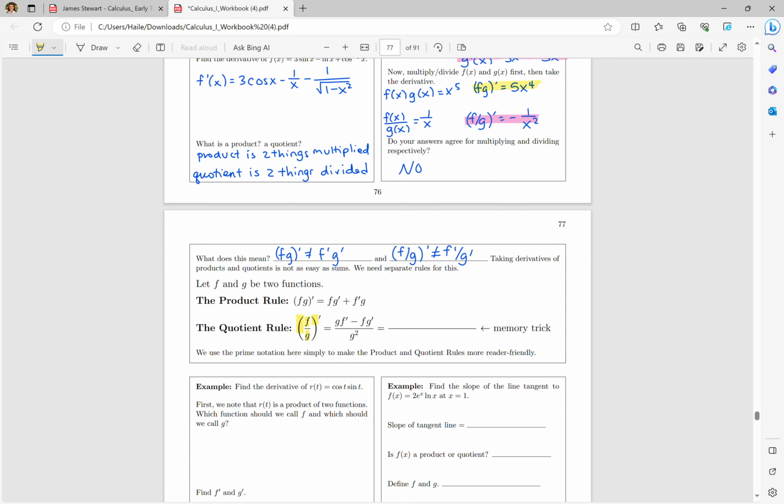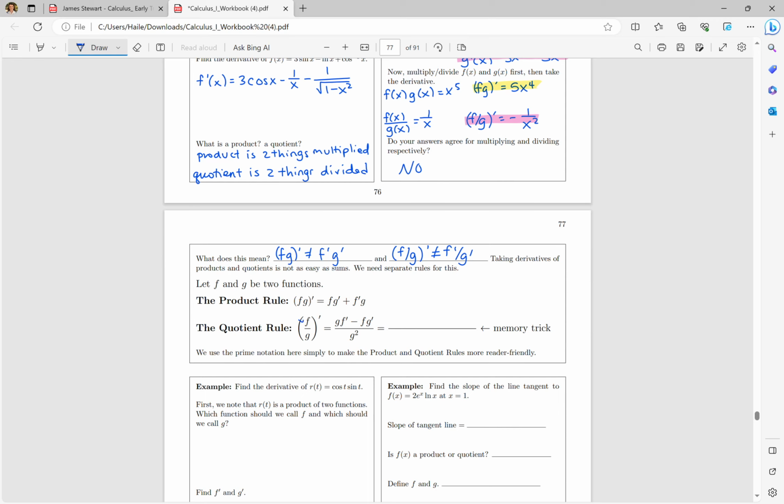So this one can be a little tricky for people, so I'm going to go over it kind of slow. So we have the derivative of a quotient is equal to the bottom function times the derivative of the top minus the top function times the derivative of the bottom all over the bottom function squared. Okay, so it's important to note that we only use g and f in this particular order because f is on top and g is on bottom.